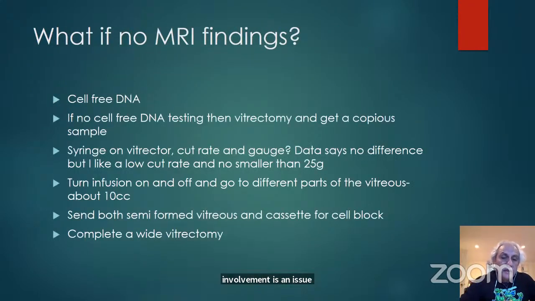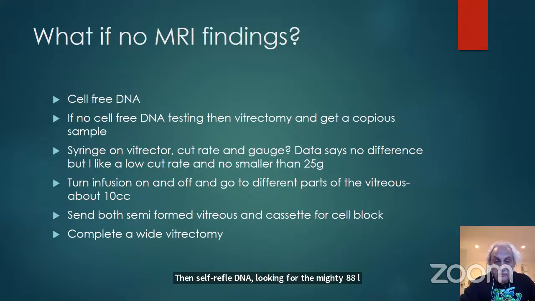So what if there aren't any MRI findings? Then cell-free DNA looking for the MYD88 L265P is reasonable, but if you don't have cell-free DNA testing, then a vitrectomy is very good. And if you're going to do it, go the whole way and get a copious sample.